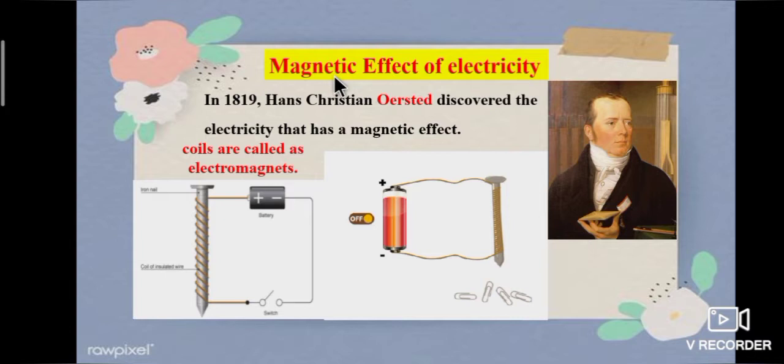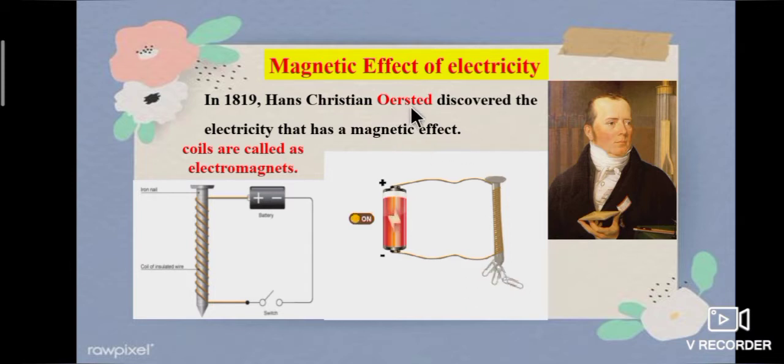Next, shall we see the magnetic effect of electricity. In 1819, Hans Christian Ørsted discovered that electricity has a magnetic effect.